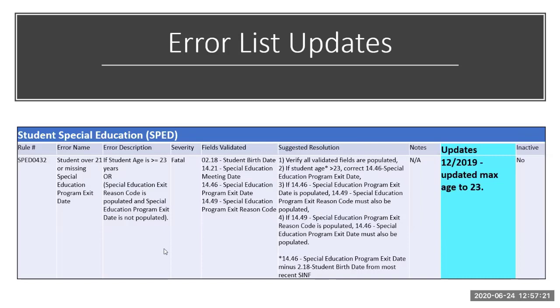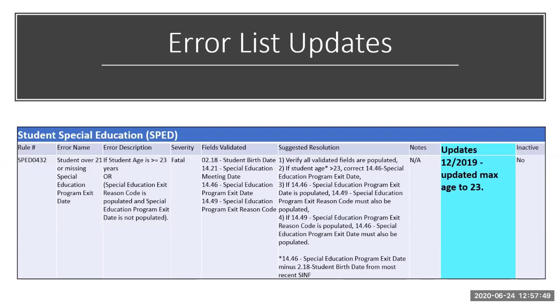So whenever you have the error list, if you scroll to the right, there's notes, so you can see comments, and then there's updates. And you can see this was updated in December 2019, so that the maximum age is 23. Initially, we know from the error name that it was 21. That was causing problems with students' records, so it was amended.